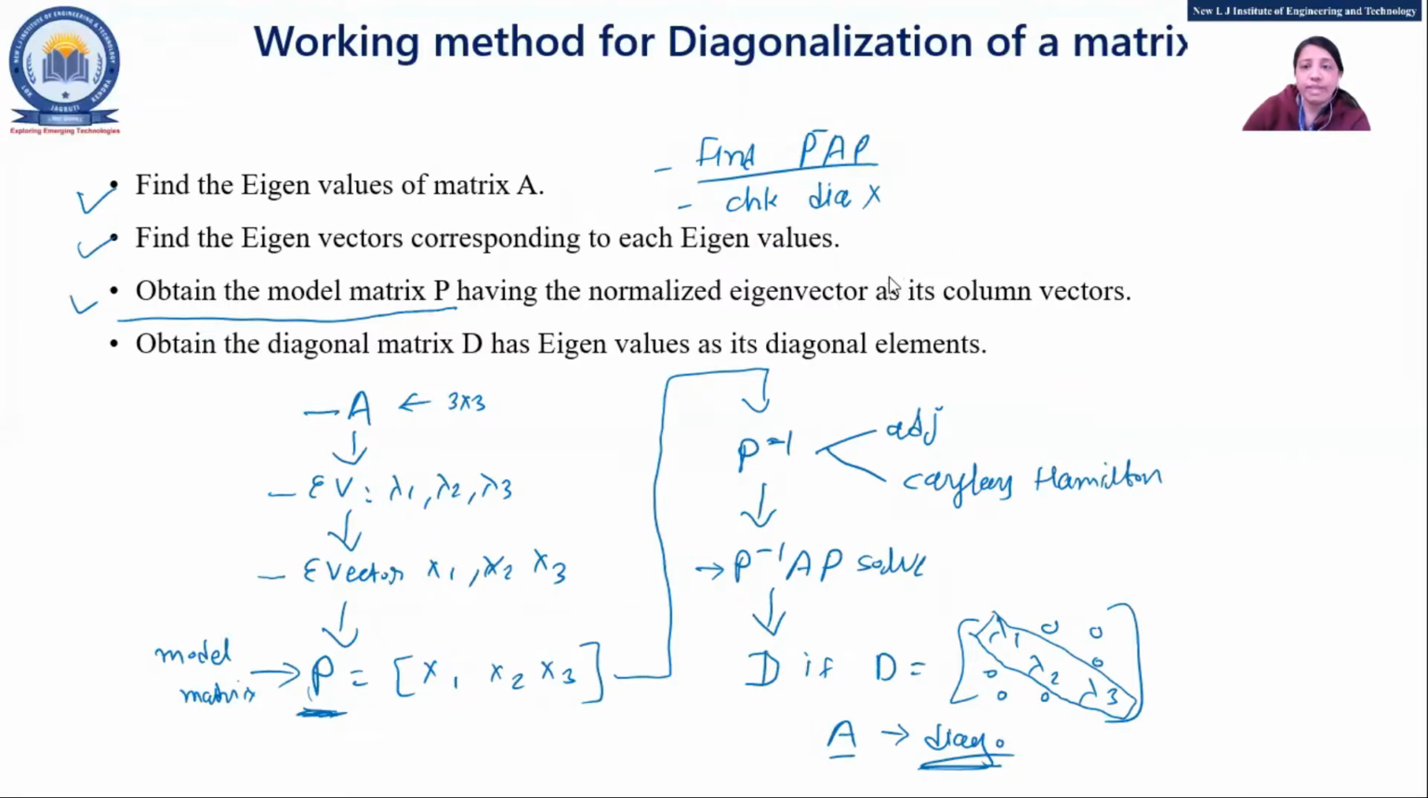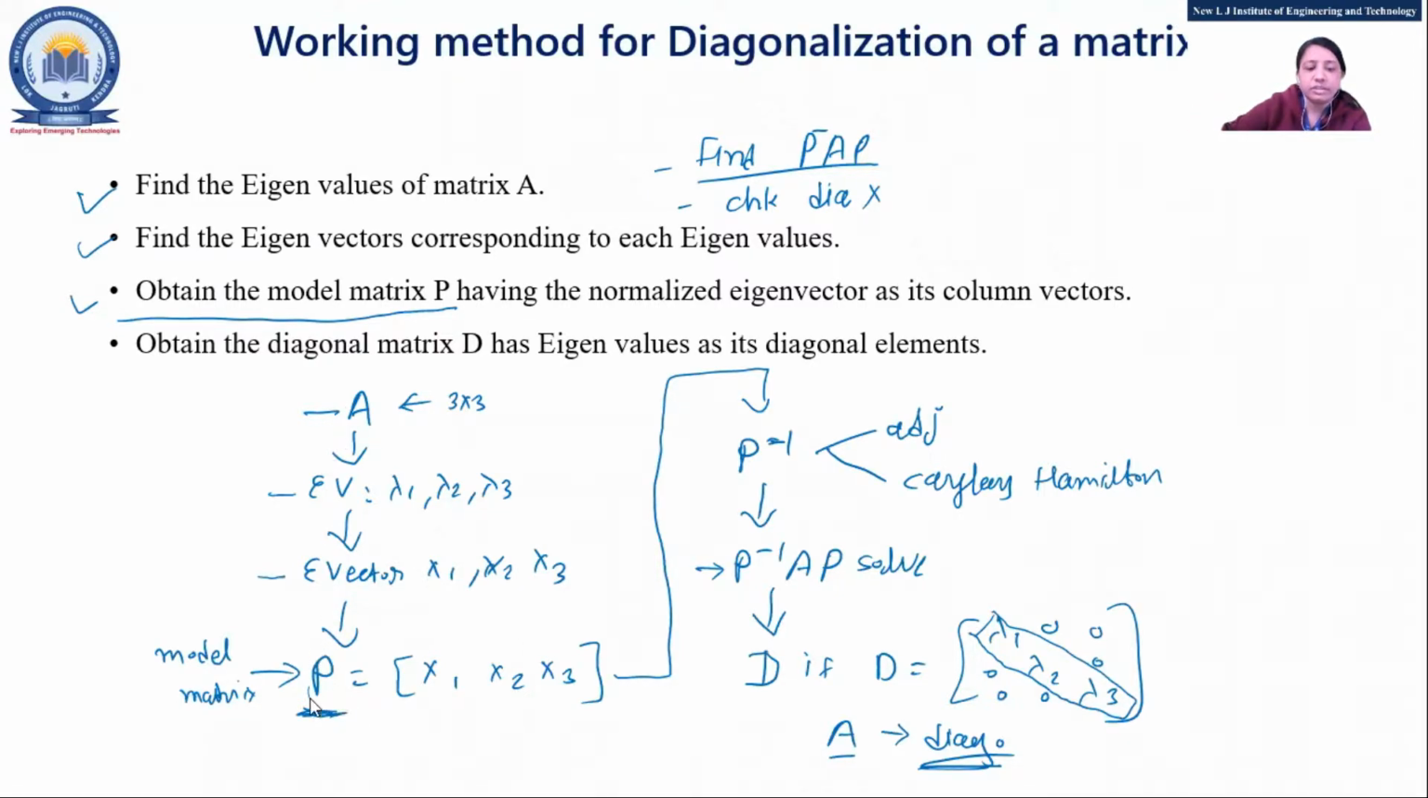So the first step of that is what? To find the eigenvalues and eigenvectors that we have seen, right? This flow chart you can remember. So this is A, a 3 cross 3 matrix. Suppose I will be having the eigenvalues lambda 1, lambda 2, lambda 3. Corresponding eigenvectors you are supposed to find, x1, x2, x3.